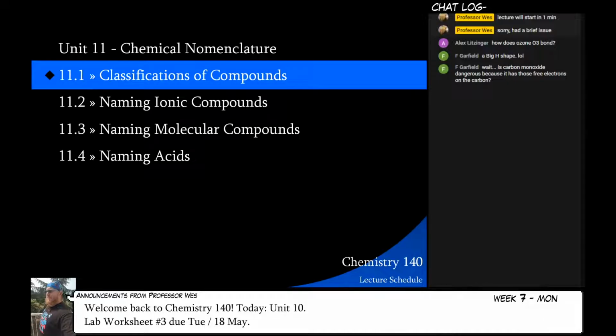All right. Unit 10 was covalent compounds and just drawing structures. We discussed their properties very briefly. Now what we're going to do is take everything we've learned about various compounds and give them names. How do you name stuff in chemistry?